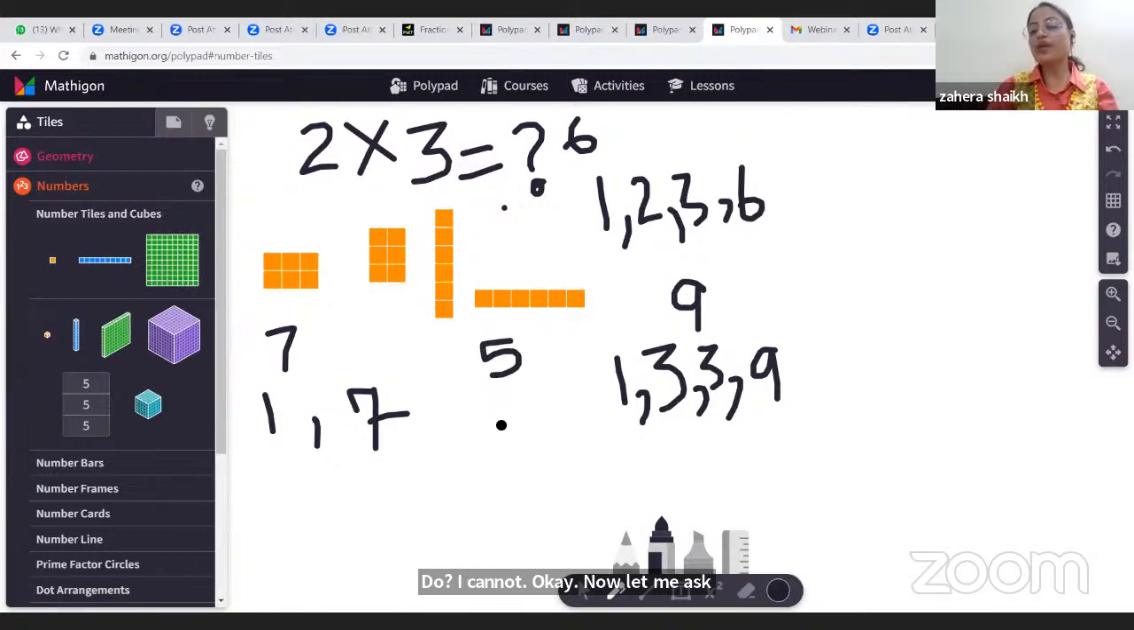Now let me ask about 5. How many rectangles can you create for 5? I can make one rectangle of one group of 5 or 5 groups of 1, but I cannot make more than one rectangle for this 5.